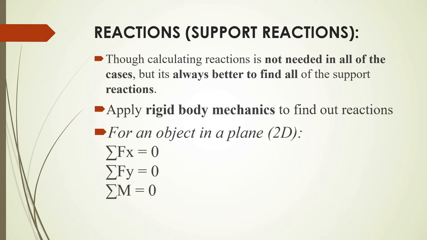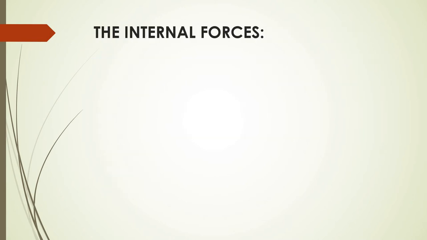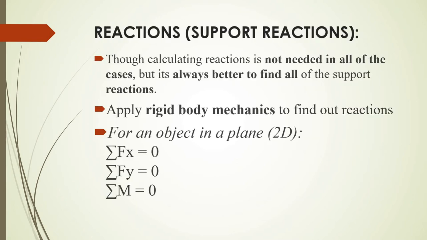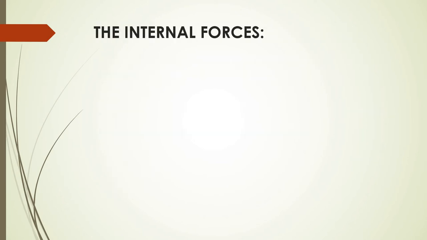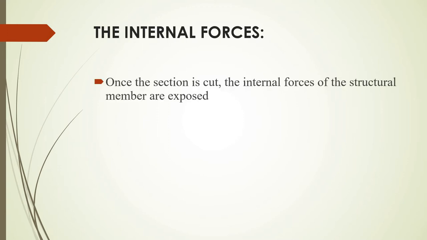According to rigid body mechanics, for a 2D object or in a plane, you have three equations: summation Fx equals 0, or the summation of all forces along the x-axis is 0, the summation of forces along the y-axis is 0, and the summation of moment is 0. Once you have calculated the reactions using these three equations, you'll move on to the next step, which is the determination of internal forces for each given section. You'll get to know about that in a while.